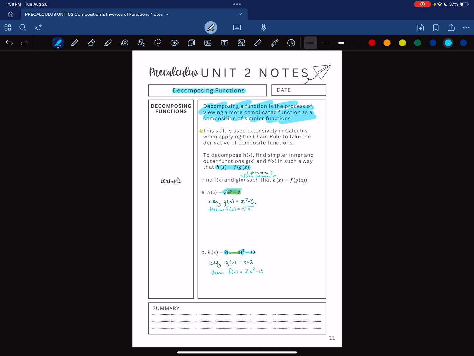This is, again, a skill that we are practicing here in pre-calculus to get you ready for calculus because it is used extensively there.